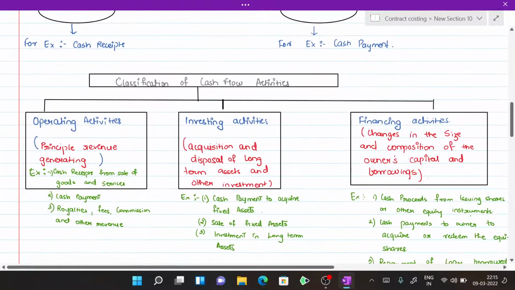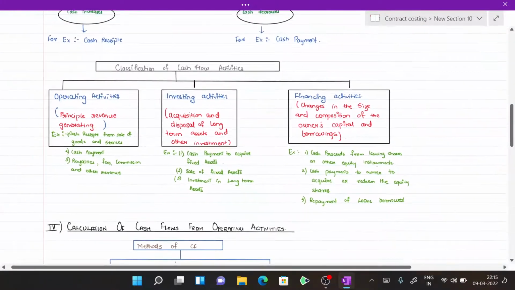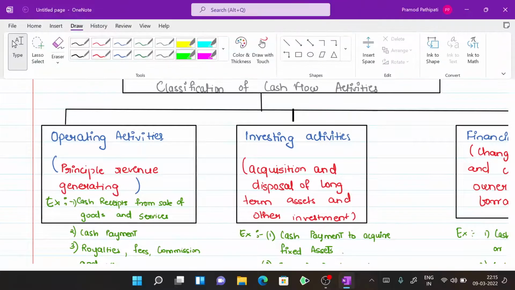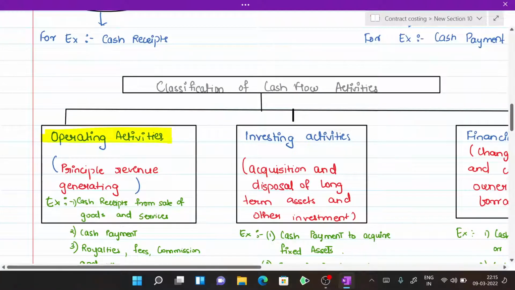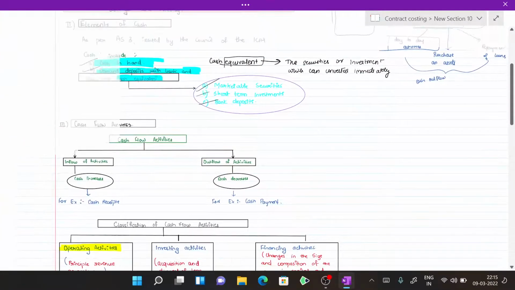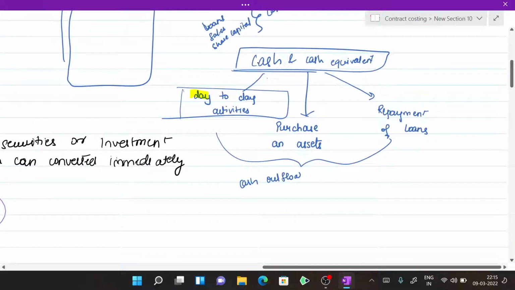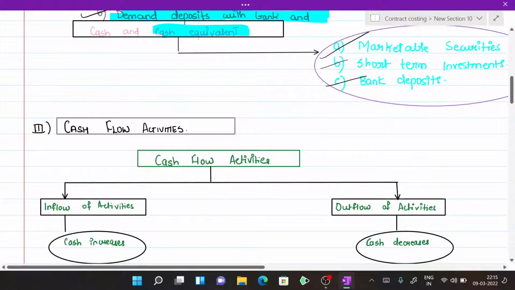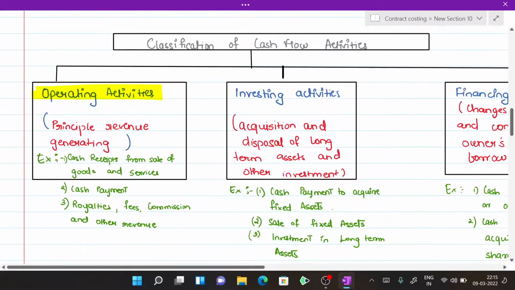Here is the classification of cash flow activities, right? The first thing, operating. सिंपल मतलब इसका क्या होगा? सिंपल मीनिंग ऑफ दिस इज द रेवेन्यू जनरेटिंग, प्रिंसिपल रेवेन्यू जनरेटिंग एक्टिविटी. I said here the day-to-day activities. Day-to-day activities are covered under the operating activities, which is principal revenue generating.